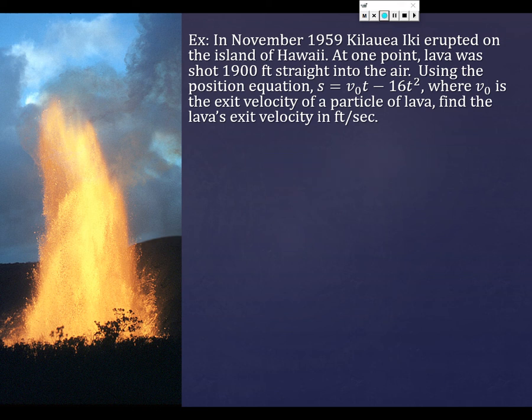All right, so we've got not very much information to go on here, but there's only one number in this problem. In November of 1959, Kilauea Iki erupted in Hawaii. The only number given in this problem, 1,900 feet straight into the air, is how high the particles of lava flew. I'm handing you this position equation, but maybe eventually you'd be able to derive it yourself, where V0 is the exit velocity. Find that velocity. Not a lot to go on here, right? But maybe it's enough to say what we need to say.